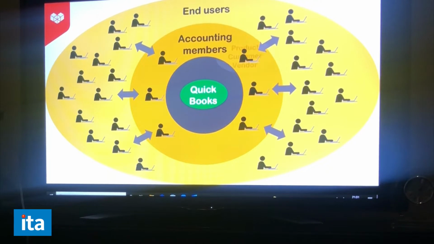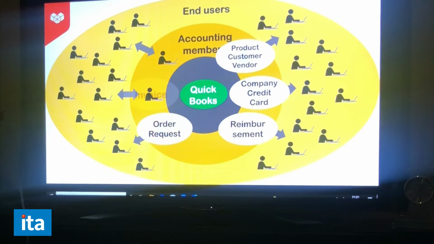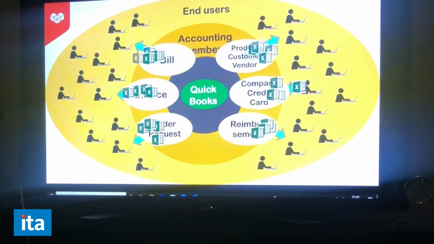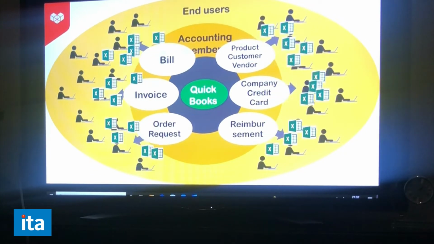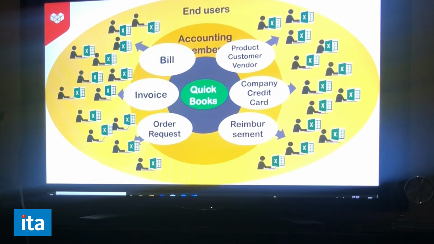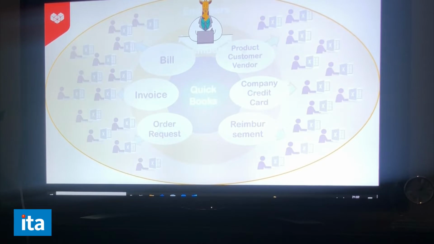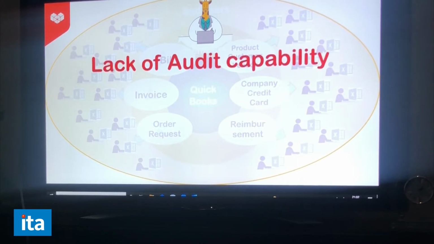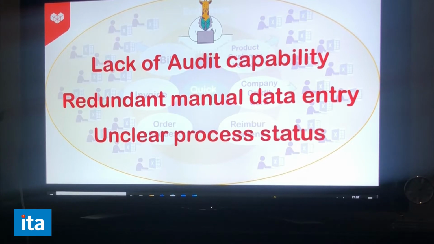These outside end users will be inputting various amounts of data, such as product, customer, and vendor information, order requests, invoices, and billing. Typically, they'll be submitting their spreadsheets to the accounting members and then need to input this into the ERP system. But this can lead to some issues, such as a lack of audit capability, redundant manual data entry, and unclear process statuses.